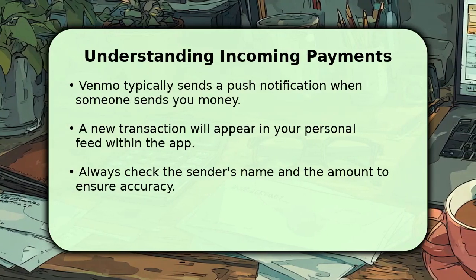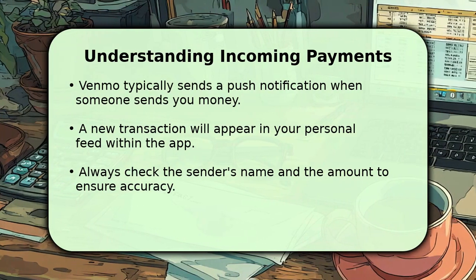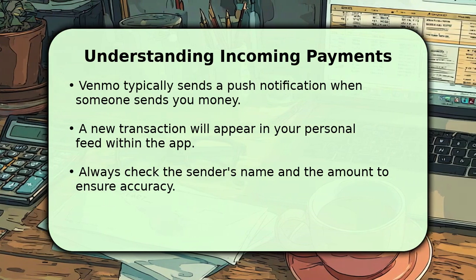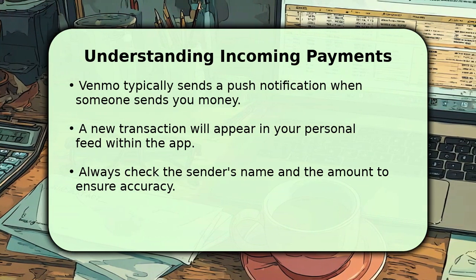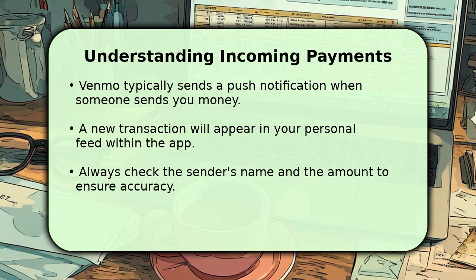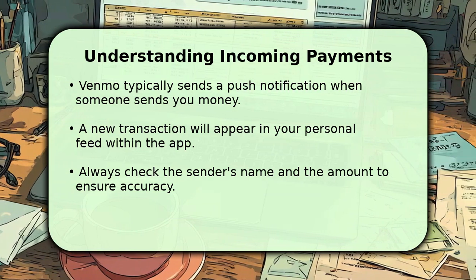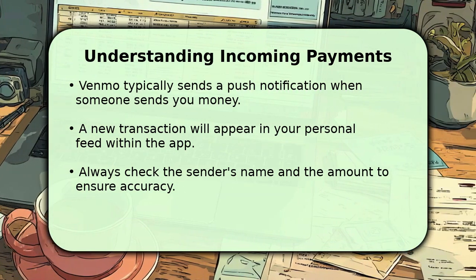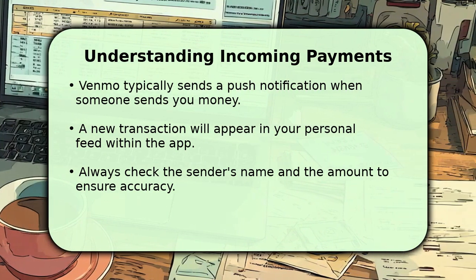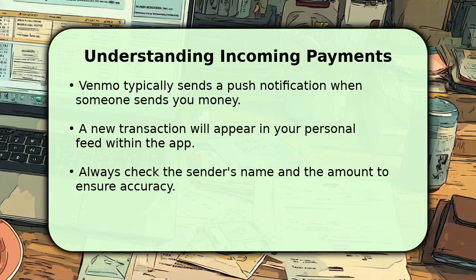When a payment is sent, Venmo typically sends a push notification directly to your smartphone, alerting you to the incoming funds. You can then open the app and navigate to your personal feed, which displays all your recent transactions. It is always a good practice to verify the sender's name and the exact amount, ensuring everything matches your expectations. This simple check helps keep your transactions secure.